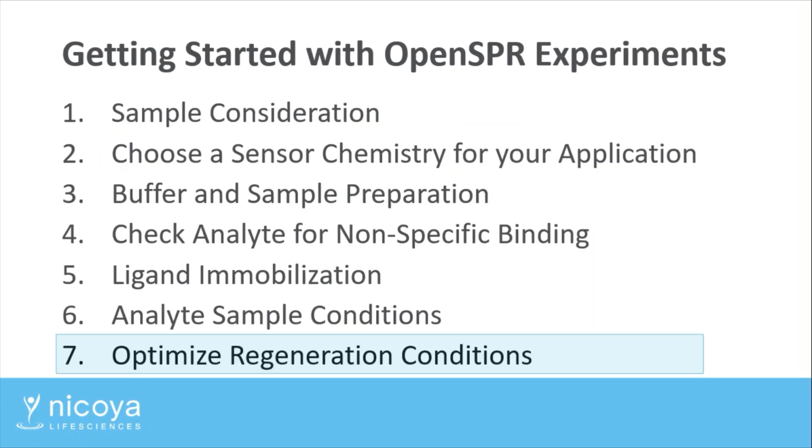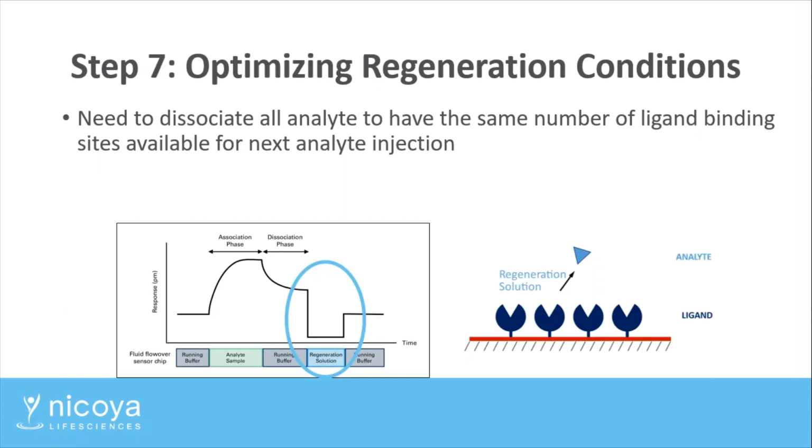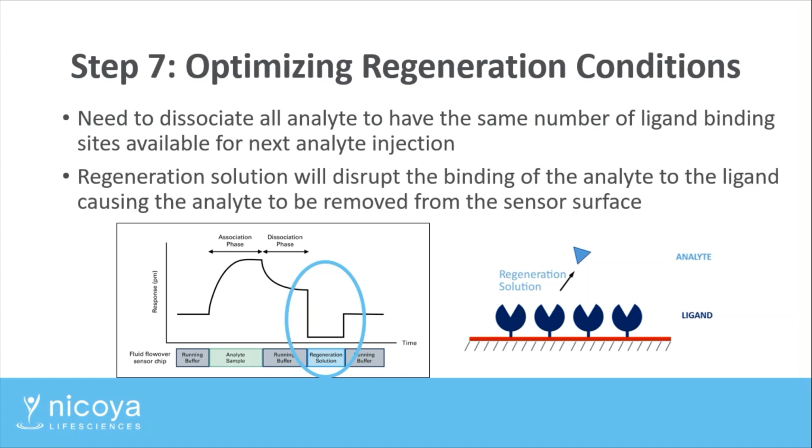And we're going to talk about this in more detail right now. So again, as I just said, before you start to collect your next analyte binding curve, you may need to use a regeneration solution to remove your analyte from your ligand because you want to ensure the same number of ligand binding sites are available for each analyte concentration that you are sampling. Now this regeneration solution is going to be disrupting the binding of your analyte to the ligand, causing the analyte to be fully removed from the sensor surface.